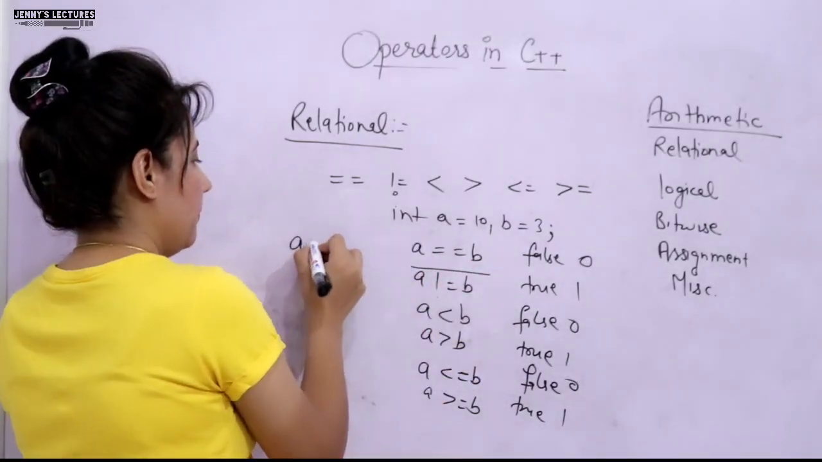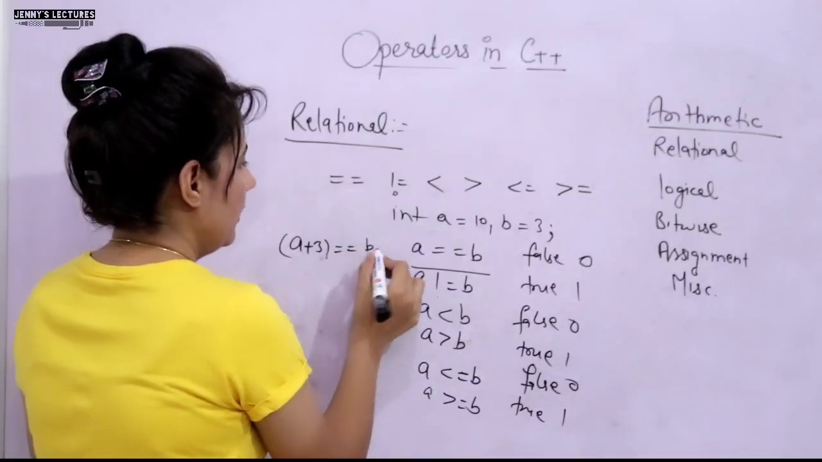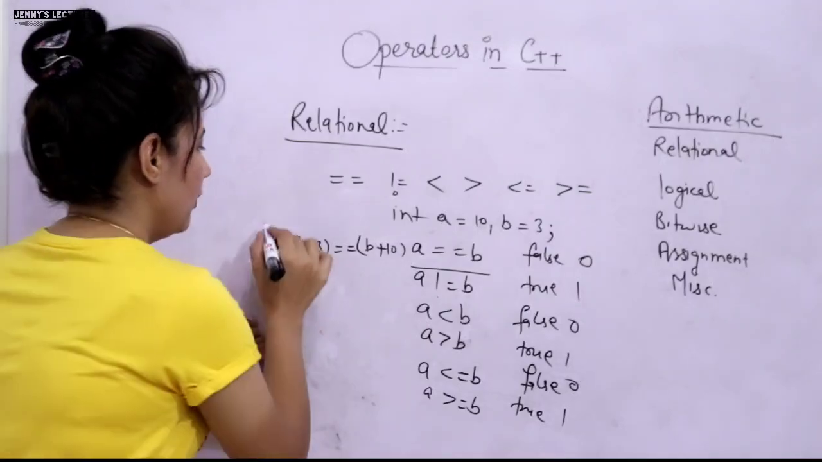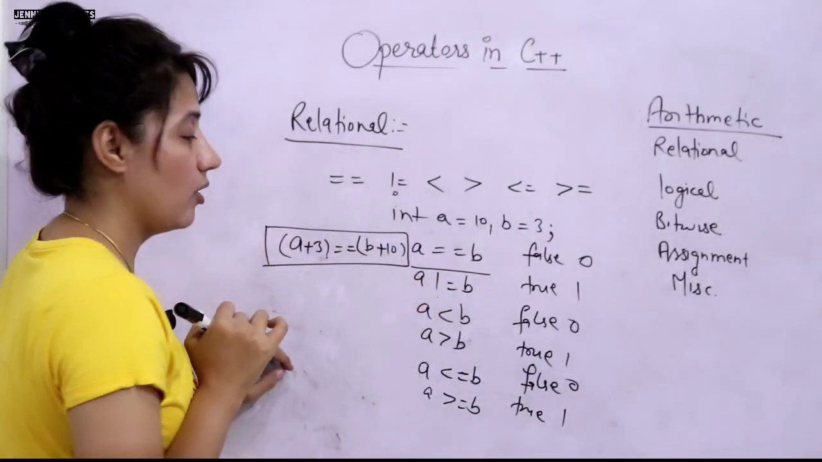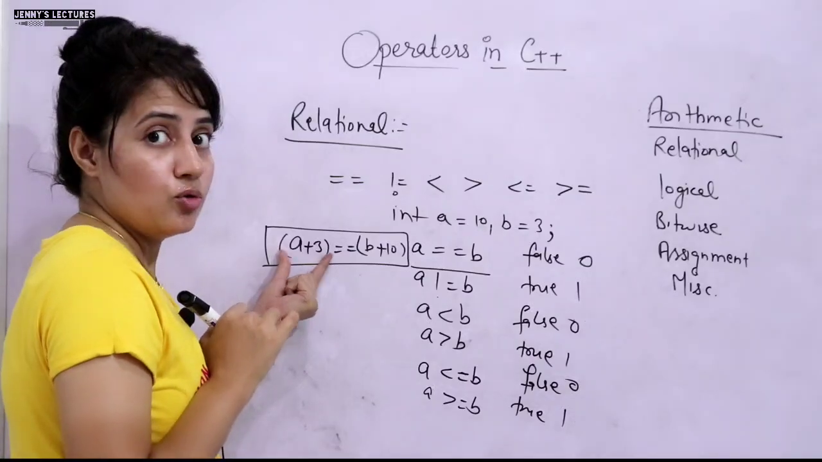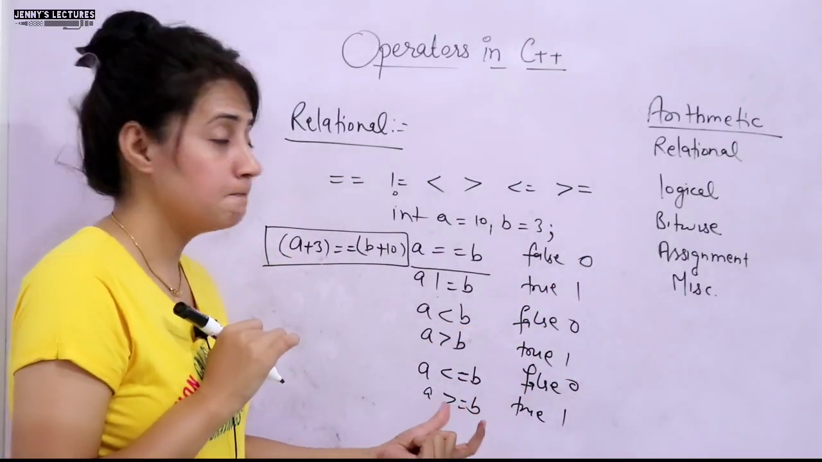Like I am writing a plus 3 equal to b plus 10. What it will give you, that you have to tell me in the comment section. So this is an expression, right? So on the left side also an expression, on the right side also some expression you can write, right?